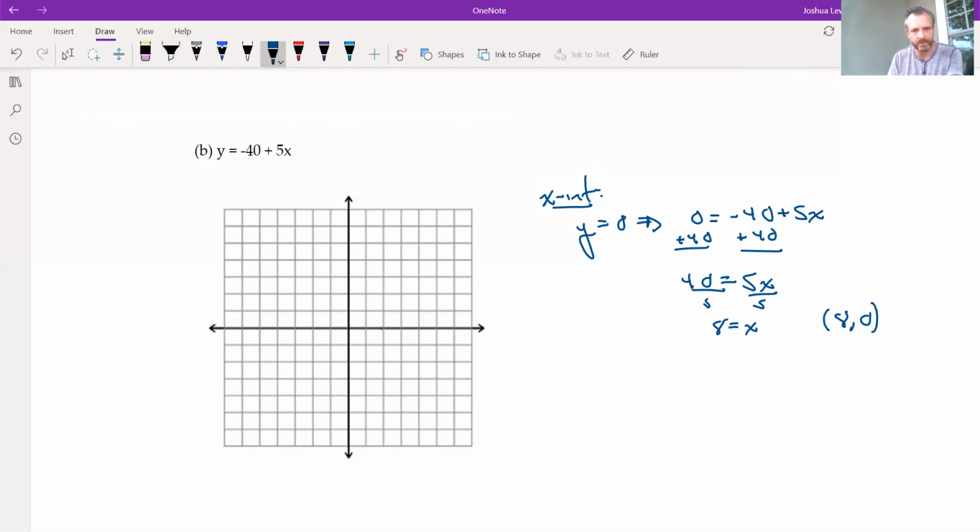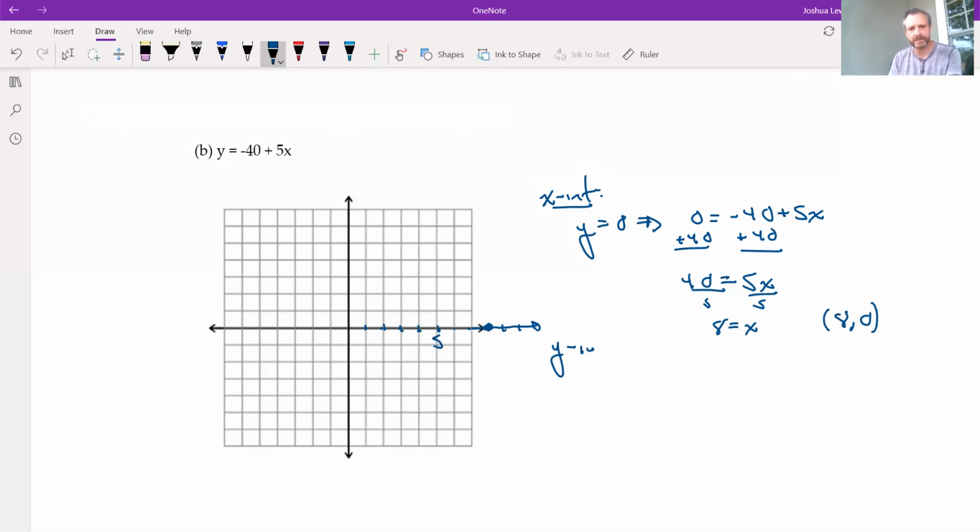So 1, 2, 3, 4, 5, 6, 7. And of course, I ran out of room. So we'll call that 8. I just let this keep going. And then my y-intercept. So notice I went by ones, right? 1, 2, 3, 4, this is 5 here, and so on.